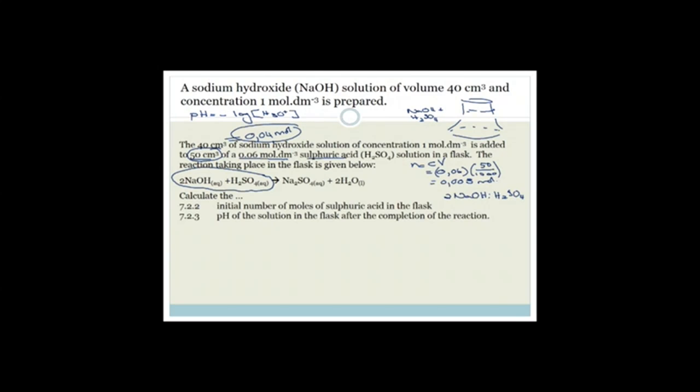So this is what we actually have: 0.04 moles of sodium hydroxide. But the theory says that for every 1 mole of sulfuric acid, we're going to need 2 moles of sodium hydroxide. And we have 0.003 moles of sulfuric acid, which means how many moles of sodium hydroxide do we need? For every 1 mole of H2SO4, we need 2 moles of NaOH, right? But we don't have 1 mole, we've got 0.003 moles of H2SO4. So we need 2 times 0.003 moles of sodium hydroxide, which means we're going to need 0.006 moles. So do you agree that the sodium hydroxide is in excess?